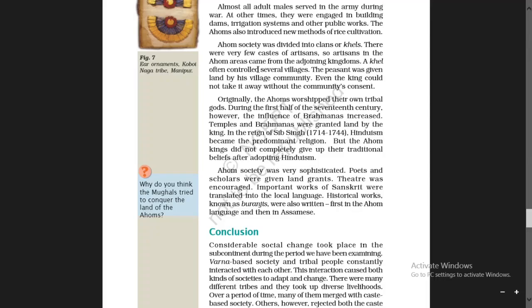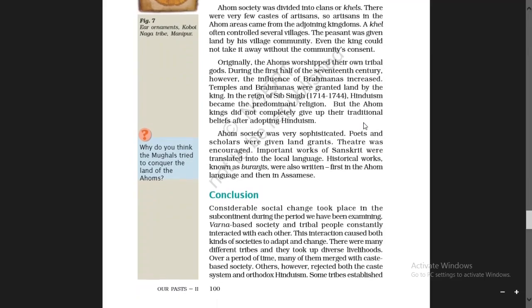A khel often controlled several villages. The peasant, a poor smallholder or farmer, was given land by his village community. Even the king could not take it away without the community's consent. Even the king could not take away that land which was given to the peasant.